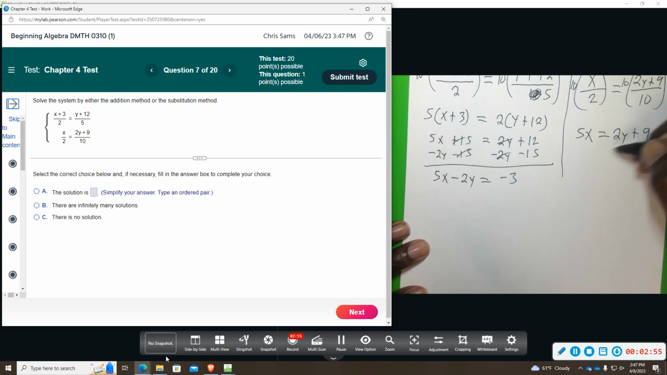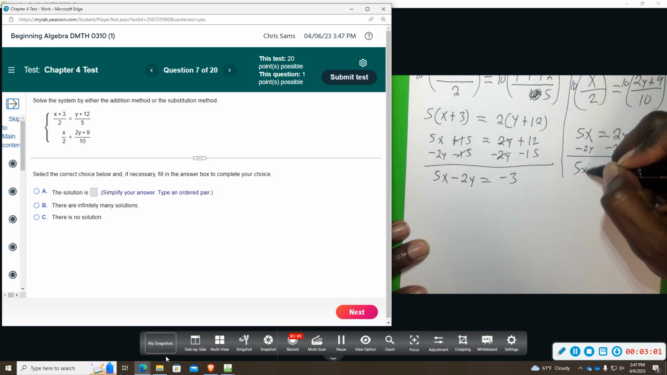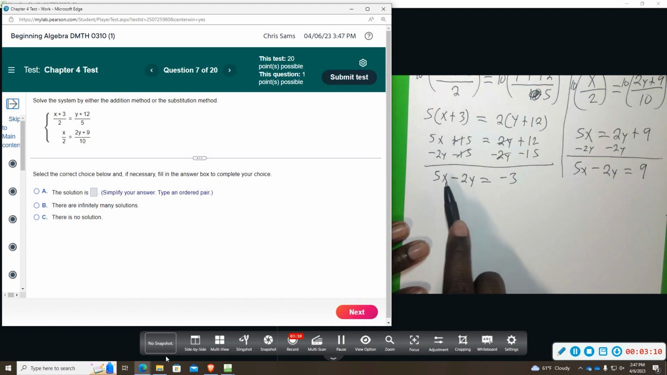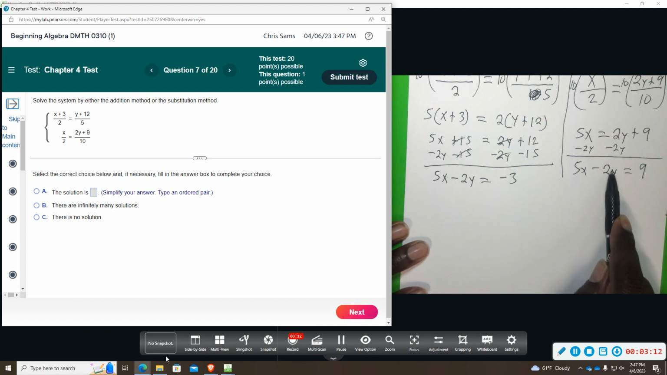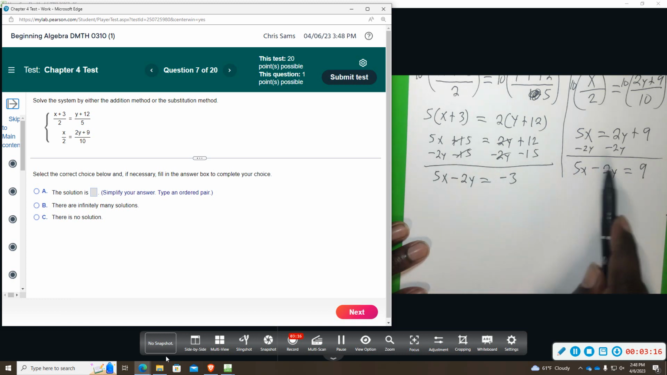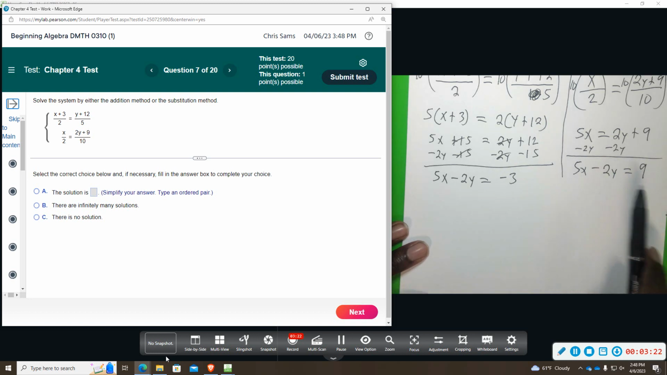All right, I'm going to move the 2y over, so subtract 2y from both sides. Gives me 5x minus 2y equals 9. Okay, so what I notice, x and y are the same. Same number, same sign, all the way through. So that usually tends to be parallel, but let's go ahead and solve it out and see what we get.